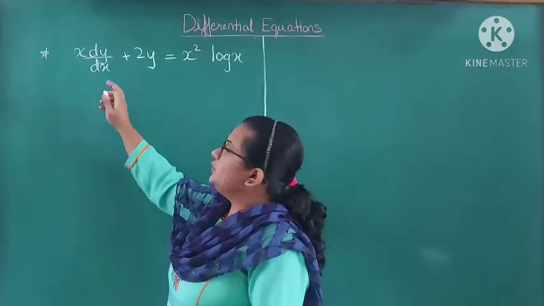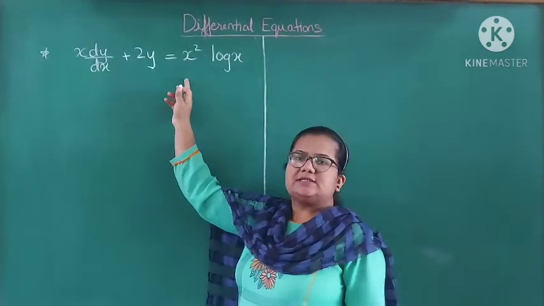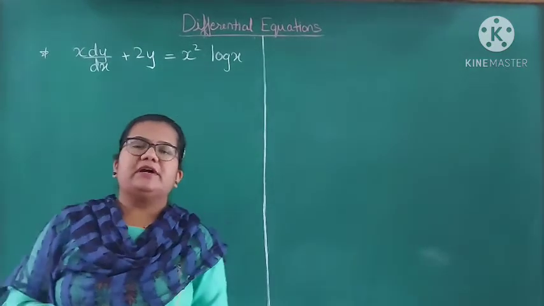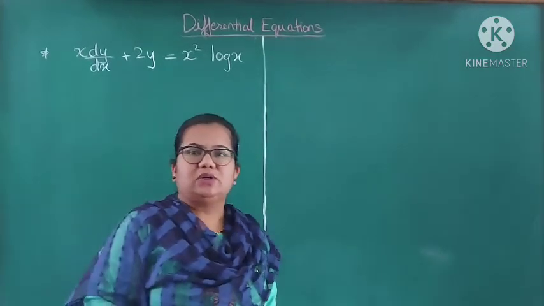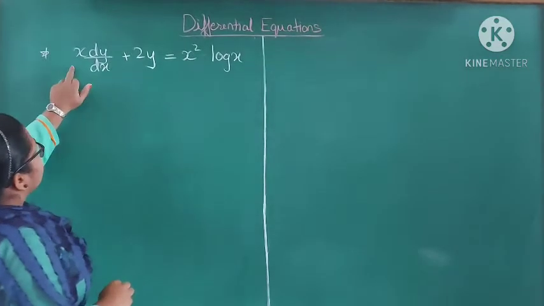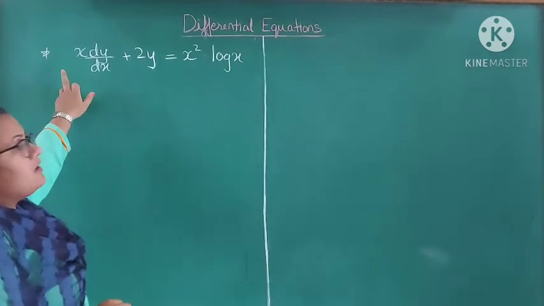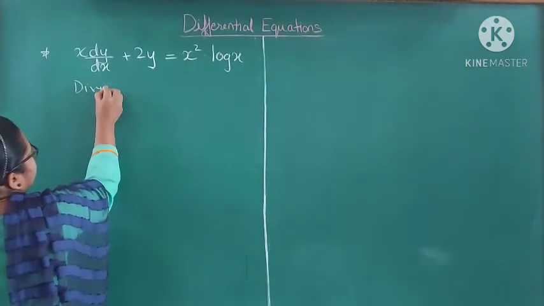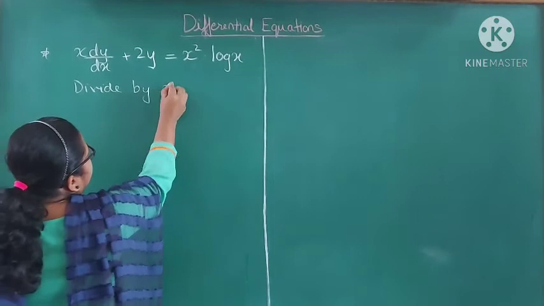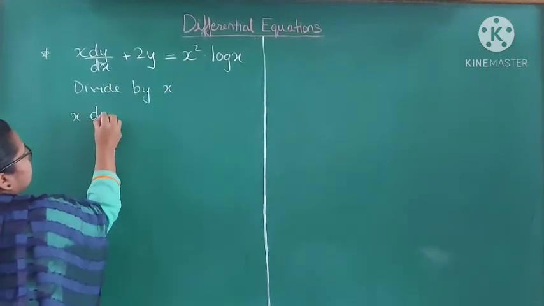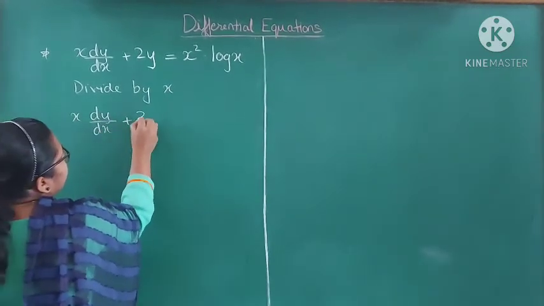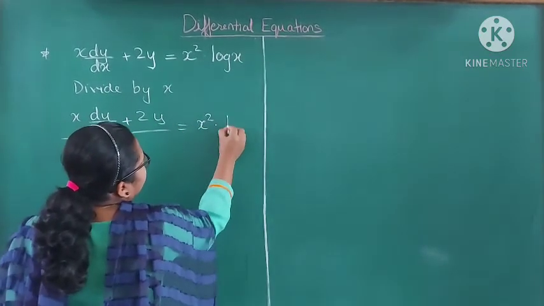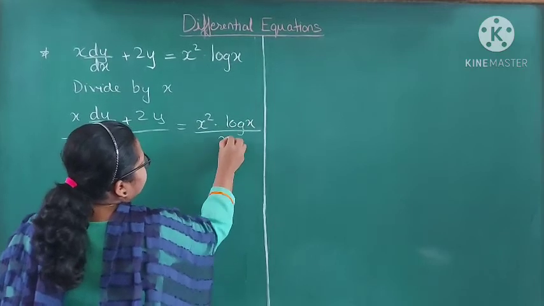Here we have x into dy by dx plus 2y is equal to x square into log x. Now this is not of the form dy by dx plus p into y is equal to q. So first you have to make the coefficient of this 1. So what will we have to do? We will divide the whole equation by x. So x dy by dx plus 2y upon x is equal to x square into log x upon x.